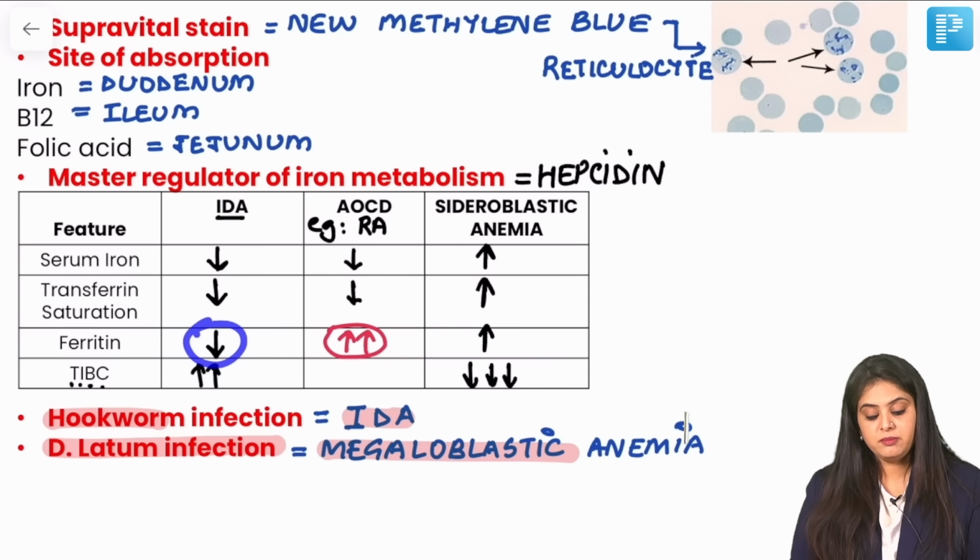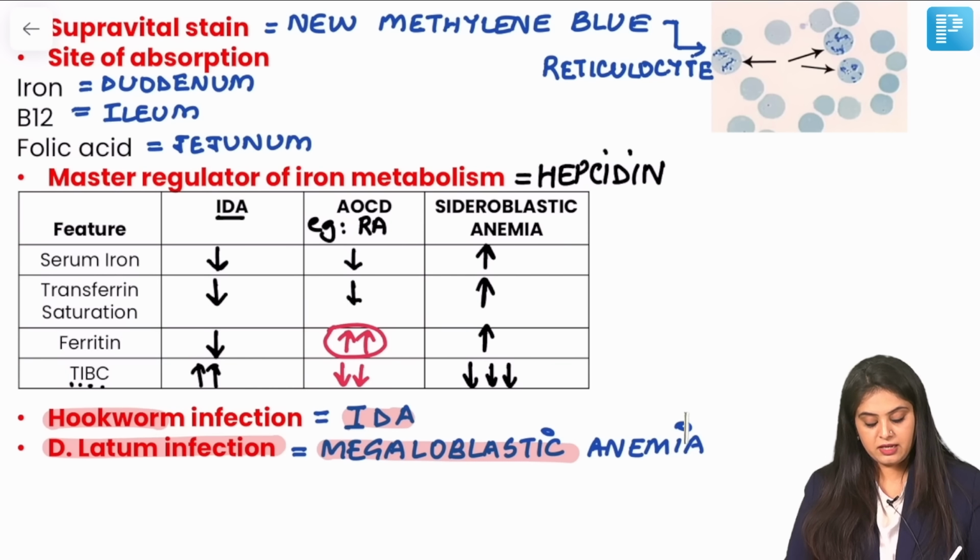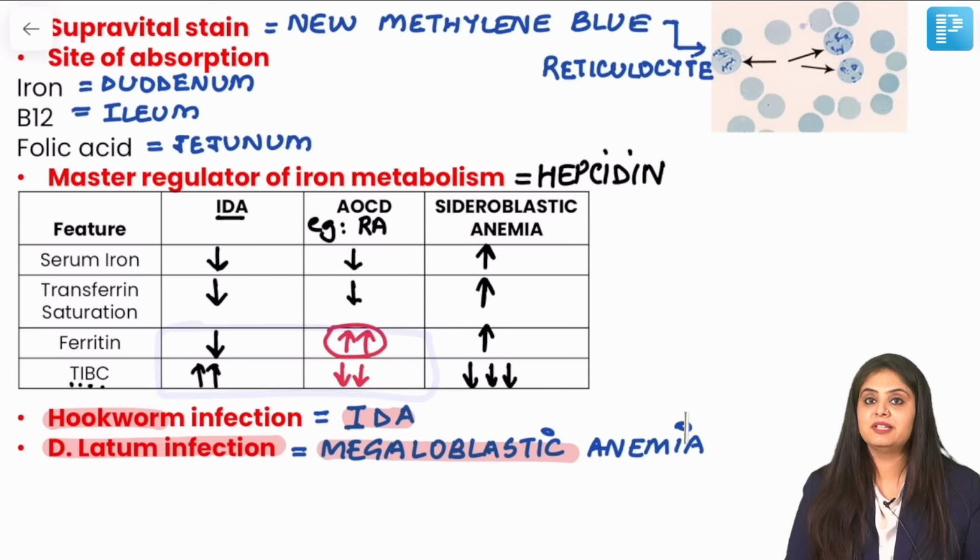Iron deficiency anemia did not have iron and ferritin. That is why the capacity to bind was more. But in anemia of chronic disease, there is so much iron in the ferritin that the capacity of the body to bind is automatically going to be low. So this is the area where you're going to differentiate these two anemias.